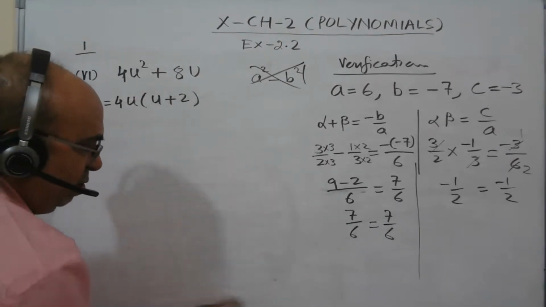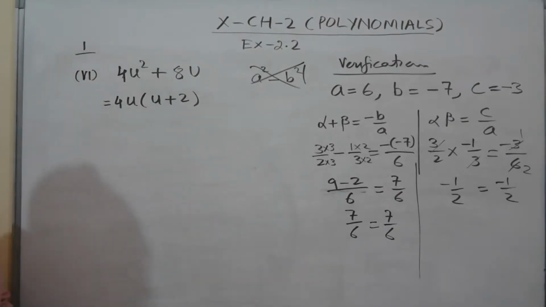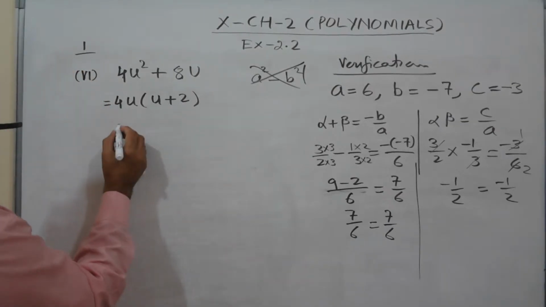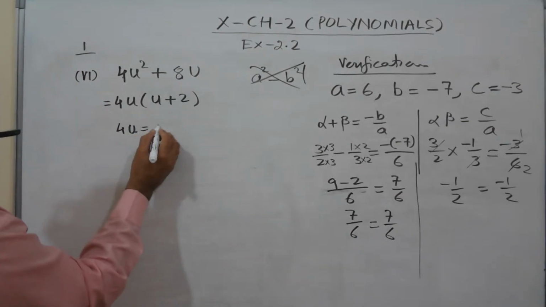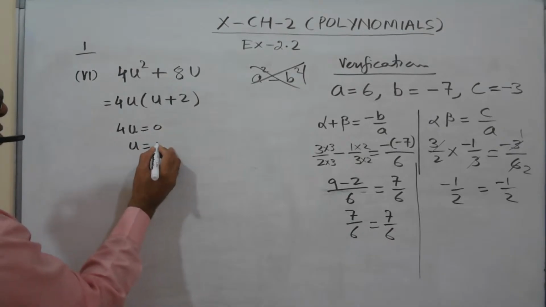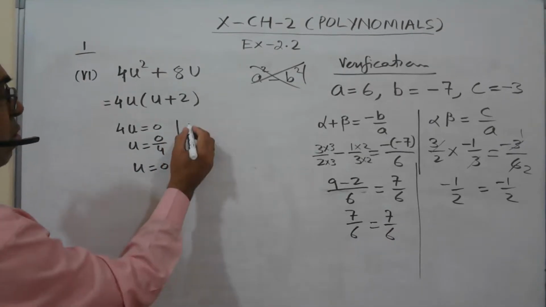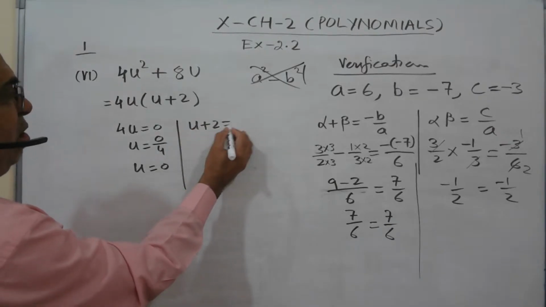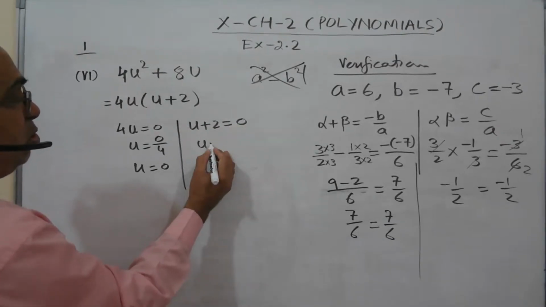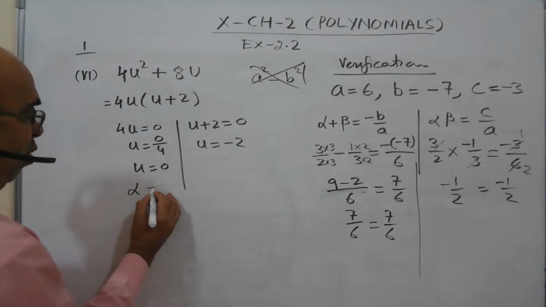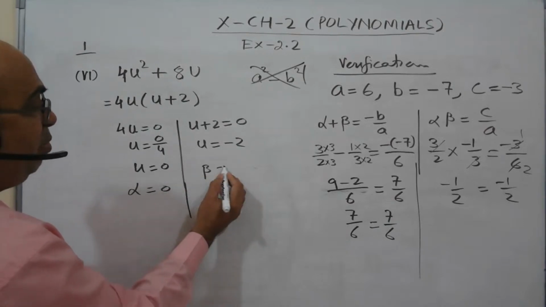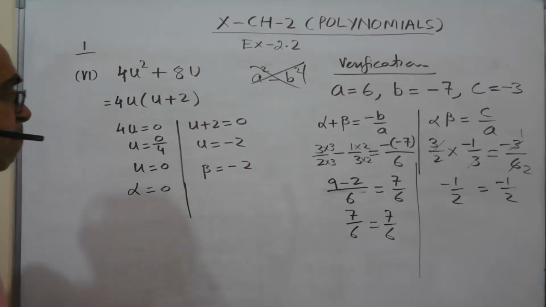What is the first factor? 4u. So right here, 4u equal to 0. So u equal to 0 by 4, and 0 by 4 is nothing, it is 0. And u plus 2 equal to 0. So u equal to minus 2. So alpha is 0 and beta is minus 2.